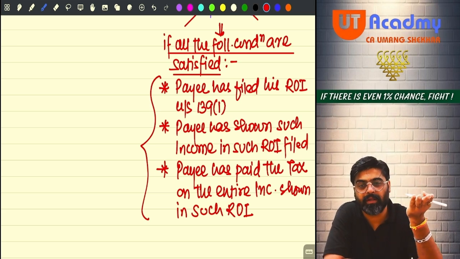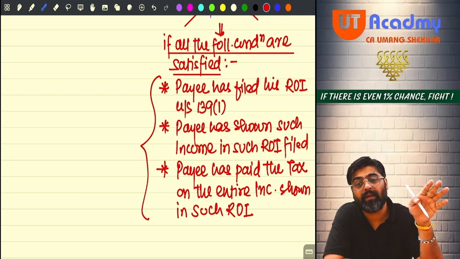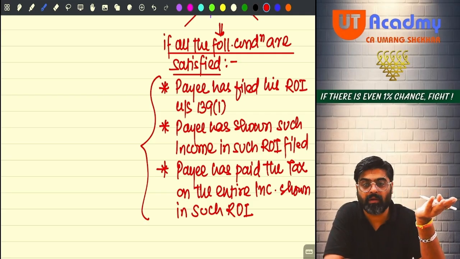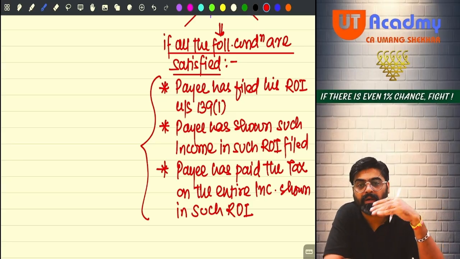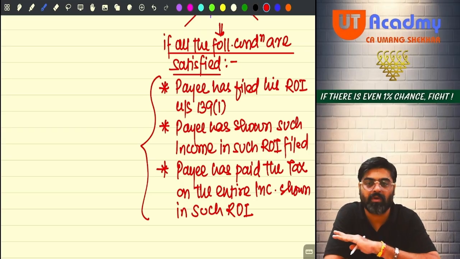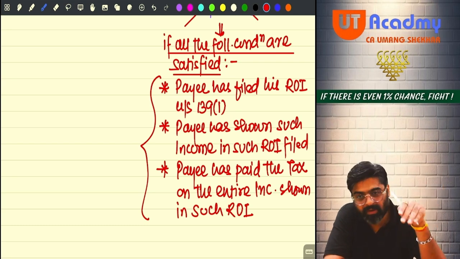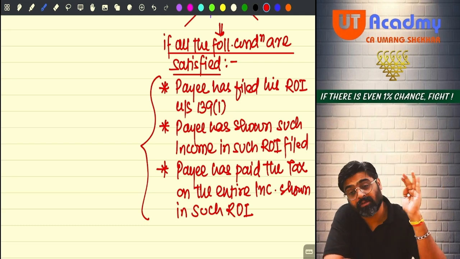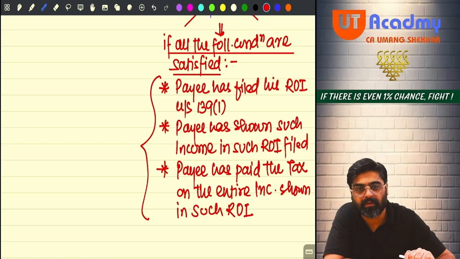The payee has already filed his return, and in that return the payee has shown this amount which I am giving to him as his income, and on the entire income shown in the return, including this income, the payee has paid the tax. So definitely the tax which I was supposed to deduct, which I could not deduct, he has paid to the government, no? Because he has shown this income in his return, and on whatever tax was coming, he has himself paid it.